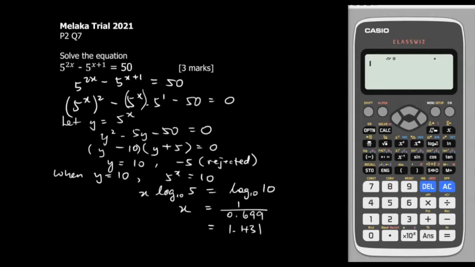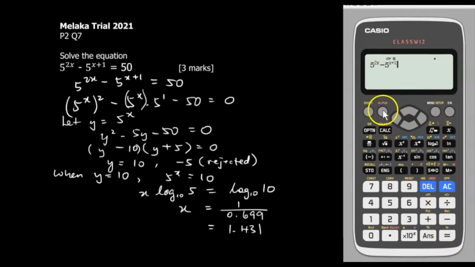Now I'm going to show you how to get your answer in less than 1 minute by using the Casio Classwiz calculator. So 5 to the power of 2x, then minus 5 to the power of x plus 1, and then go to the right, and then press alpha, calculate, which means equals 50. Then press shift solve, then you get the answer 1.431.